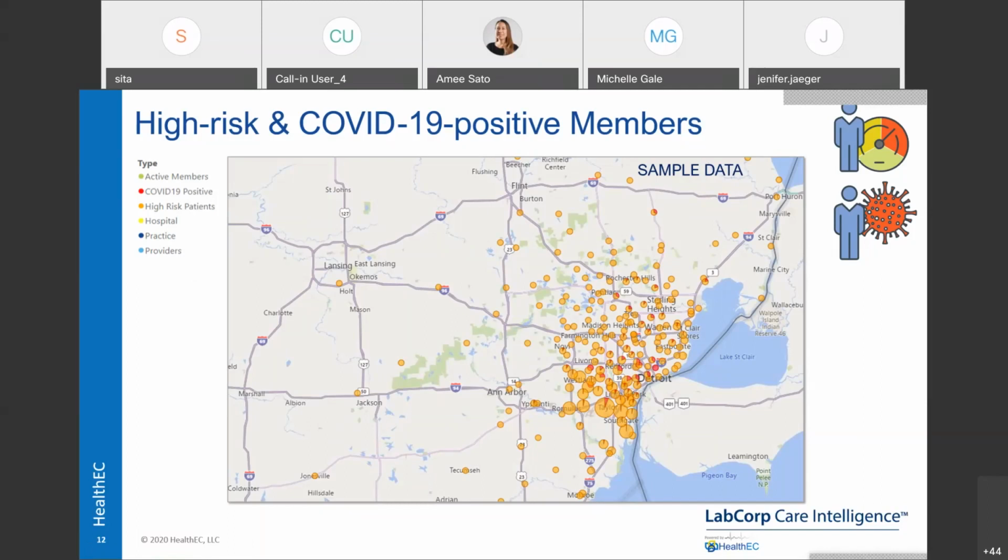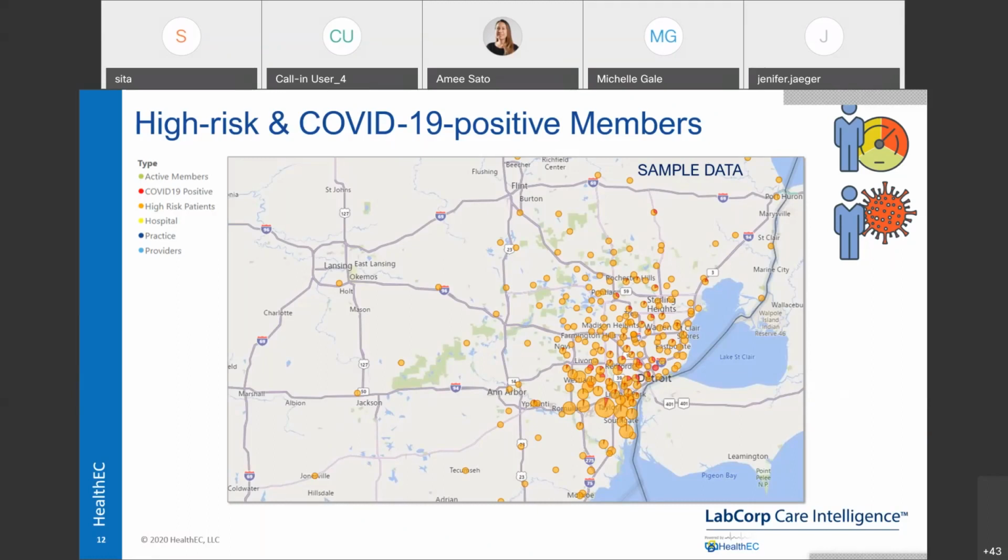Tracking this over real time, as Sita mentioned, we get test results from LabCorp on a daily basis. And so you can actually track in real time the leading edge of a cluster. You can see where you need to focus your contact tracing because of increasing positive cases. And you can identify within your high-risk members who are potential contacts and continue to reach out to those individuals proactively. You can then overlay hospital, practice, and provider data so that you can have resource allocation into the areas that are expanding in terms of positive patients.